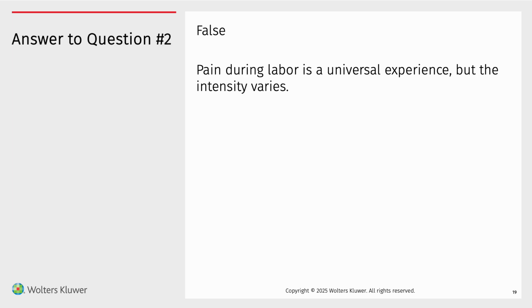If you answered false, you're correct because the pain in labor is universal. It's a universal experience, but the intensity varies. Remember, it varies on culture, fear, anxiety, things like that.